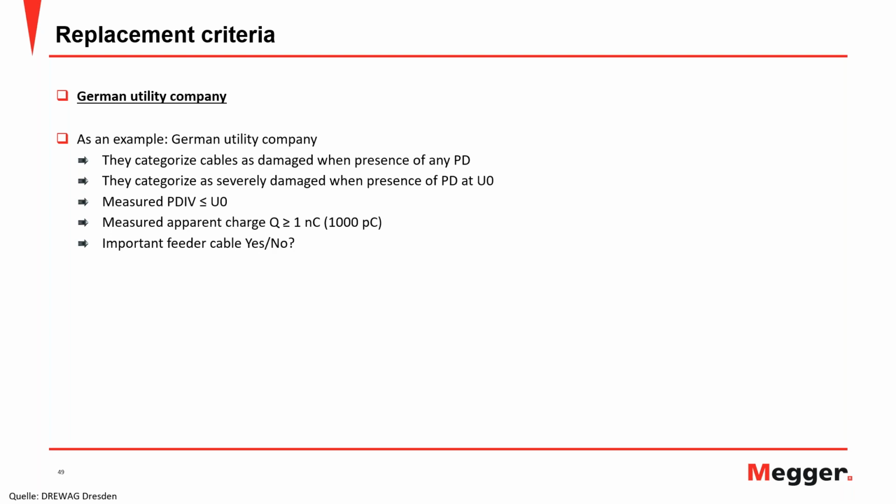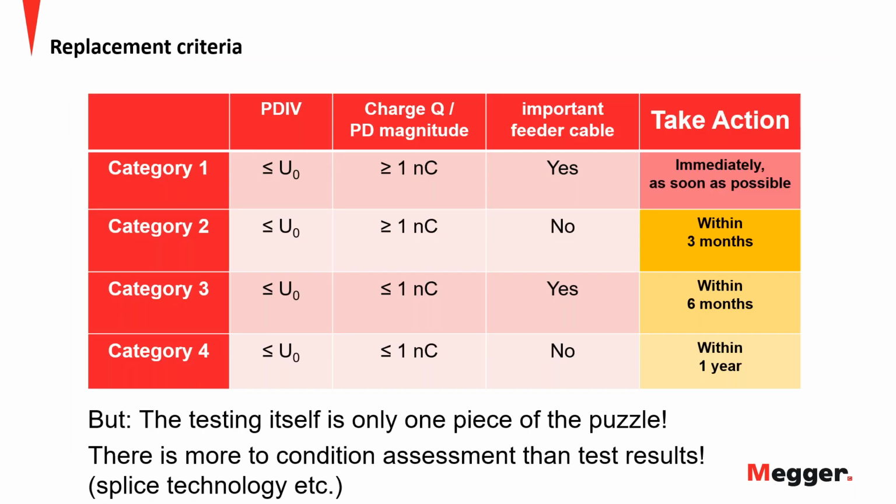And then they pretty much say, okay, where's my inception voltage? How high is the magnitude that I measure? What is the concentration? There, the discriminator is 1,000 picocoulomb, and they also take into account the importance of the feeder. And then you get something like this. This is a first approximation of a decision-making process. That's what they found for their network, which works for their cable, and they pretty much say this is how we schedule our actions.